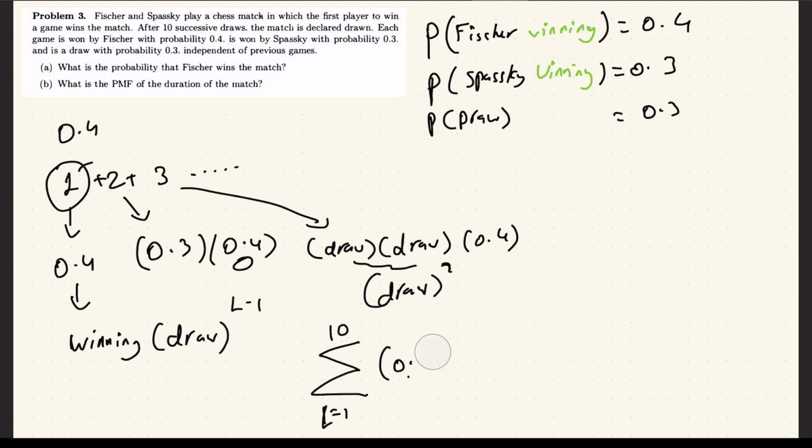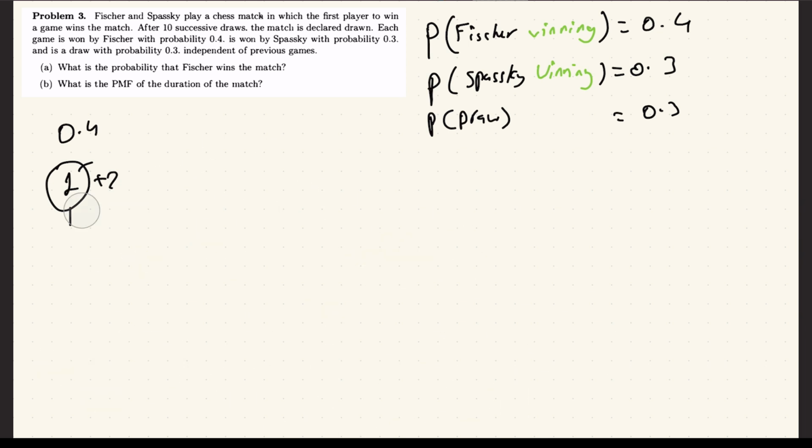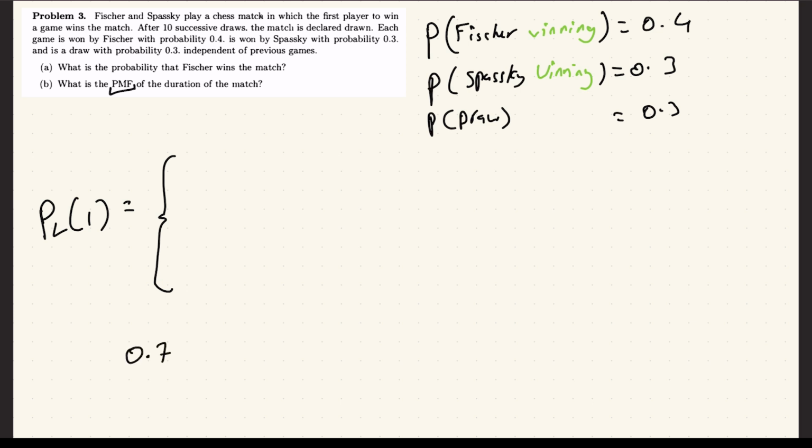Now, erasing all of this, we now want to find what is the PMF of the duration of the match, right? So we're looking to find the PMF of the duration of the match. Well, what's the probability that it lasts one round? Well, it's the probability of either Fischer or Spassky winning, which is 0.7. That's the probability of it lasting one round, right? What's the probability of it lasting 2 rounds?